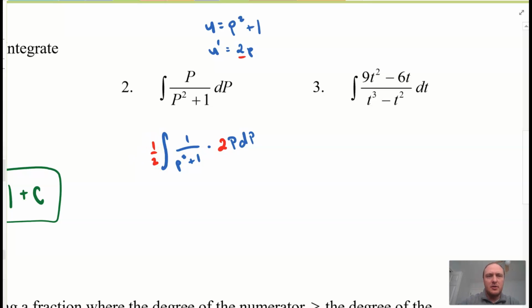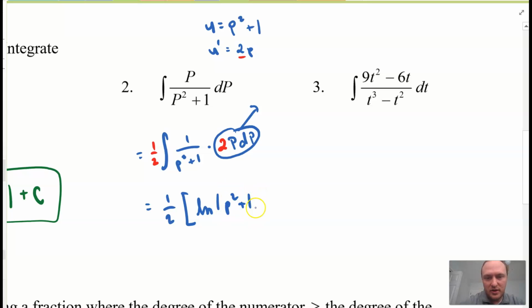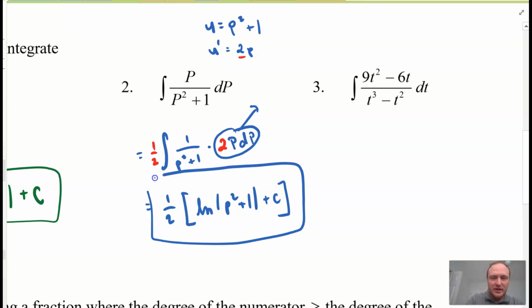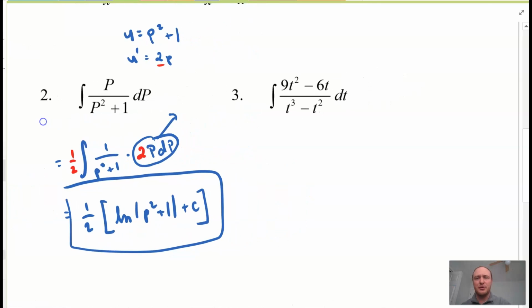Okay, so there we go. There is my hook right here, the 2p times dp. All right, so I have 1/2 times, and I'm going to integrate this. So 1 over a function is the natural log of the absolute value of that, so p squared plus 1, plus c. And there you have it. That's it. Not too bad, right? Okay, number 3.